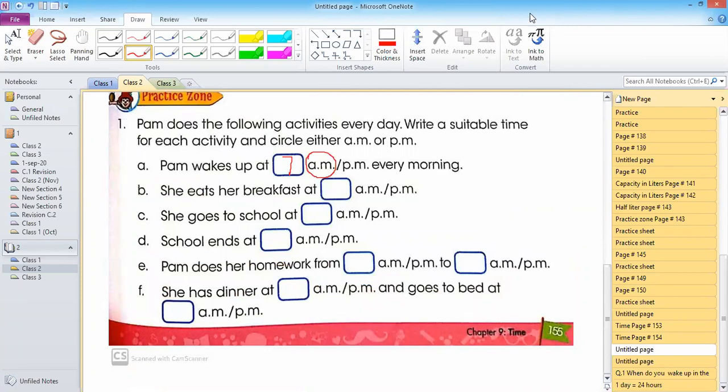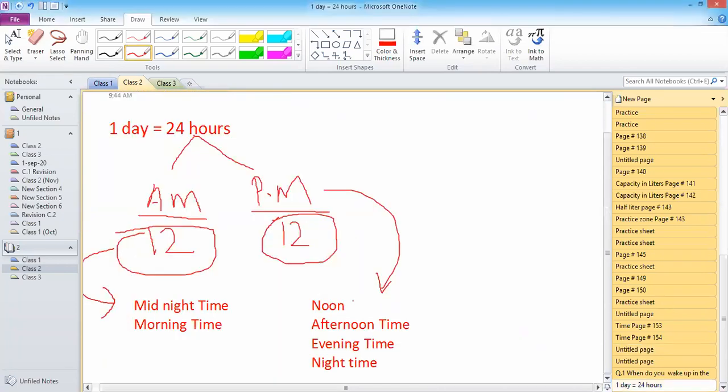Now the second question is she eats her breakfast at dash AM or PM, and I'm going to ask it by Muhammad Ashraf. Yes, Muhammad Ashraf. Yes, sir. She eats her breakfast at dash AM. She eats her breakfast at 4 p.m. 4 p.m. Why PM? Yes. Look, PM means noon, afternoon, or evening or night time. But breakfast we do in the morning. So morning time is AM.